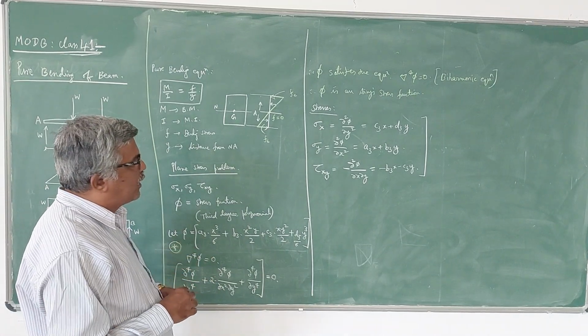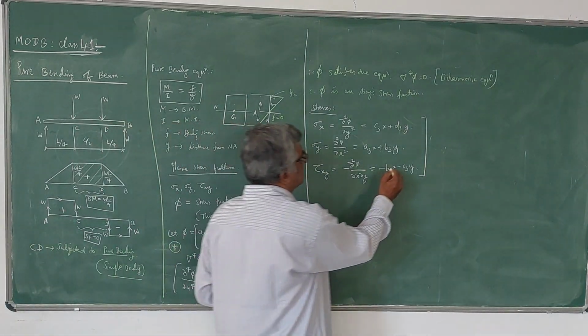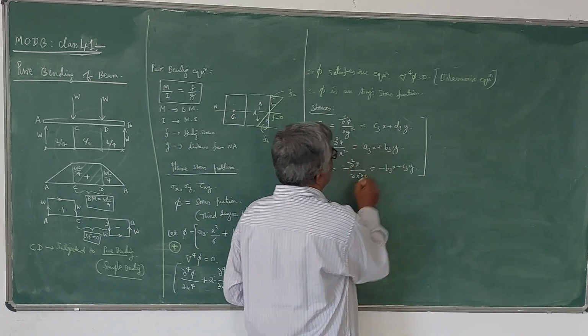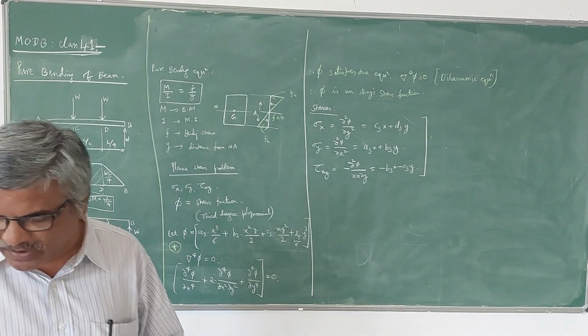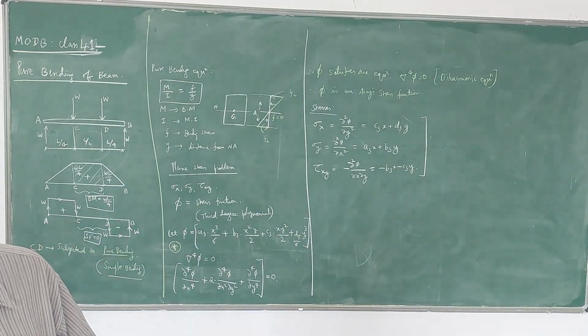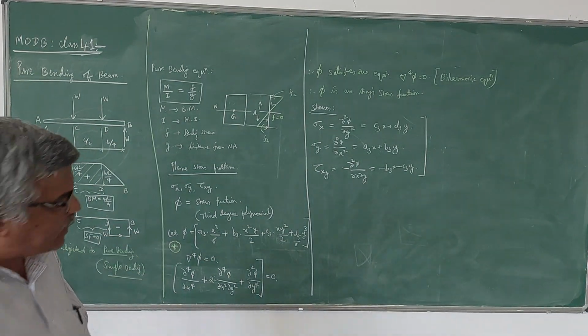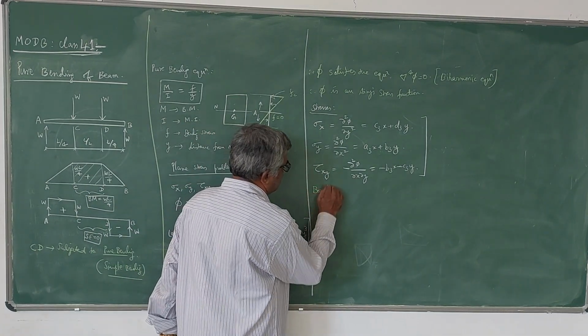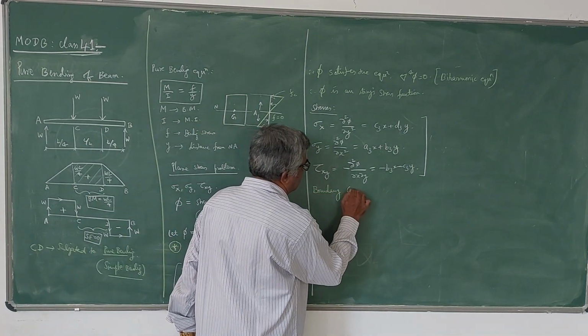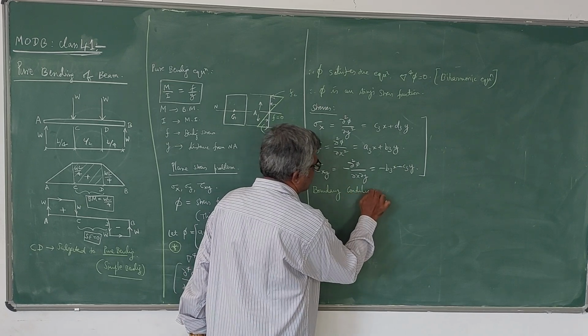Now we have to evaluate these constants. There are four constants: a3, b3, c3 and d3. Let us see how they can be evaluated. For that we have to use the boundary conditions. You should be very careful now. What are the boundary conditions we have to use?